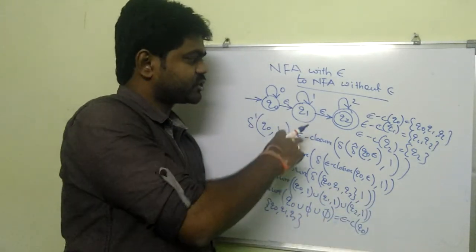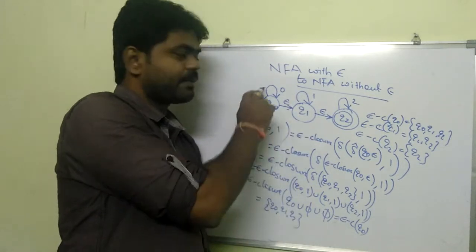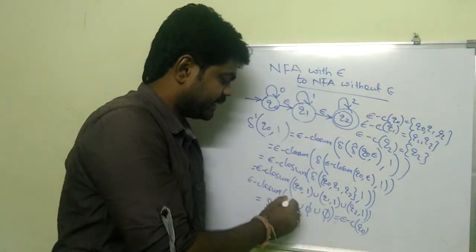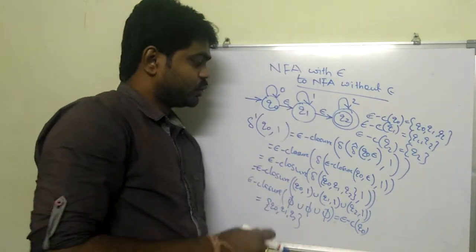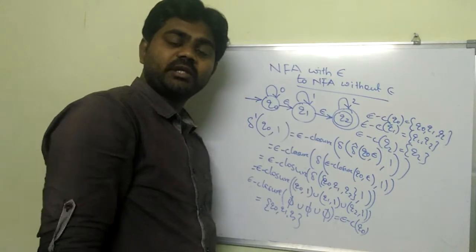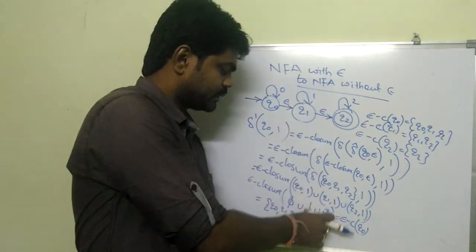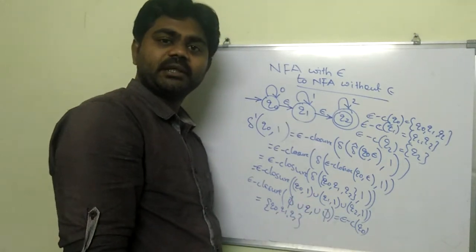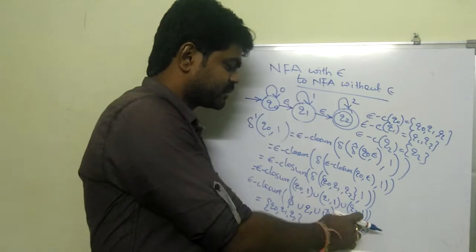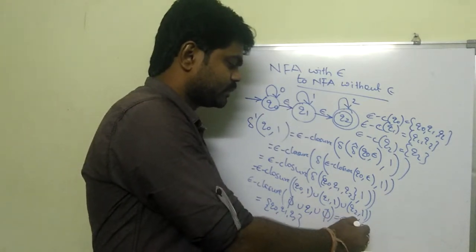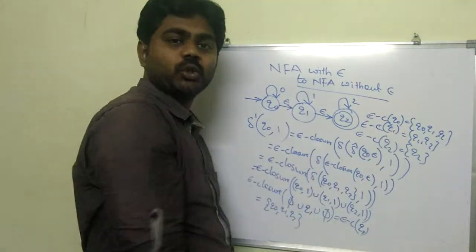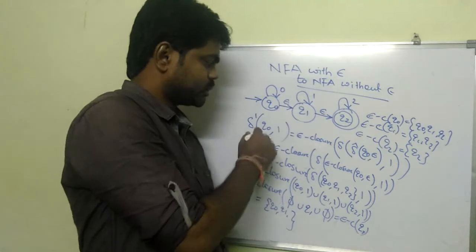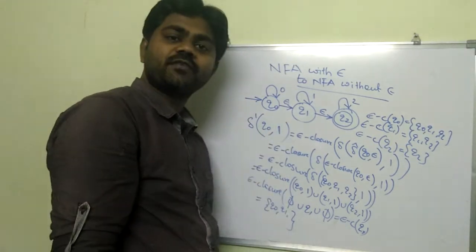Now see the transition diagram here. Q0 comma 1. Do I have any input of 1 on Q0? No. So delta. Next Q1 comma 1. If I apply 1 on Q1, I will go to Q1. Q2 comma 1. Do I have any input here? No. So what did I get here? Epsilon closure of Q1. What is epsilon closure of Q1? Q1 and Q2. So I get Q1, Q2. So this is delta dash of Q0 comma 1.